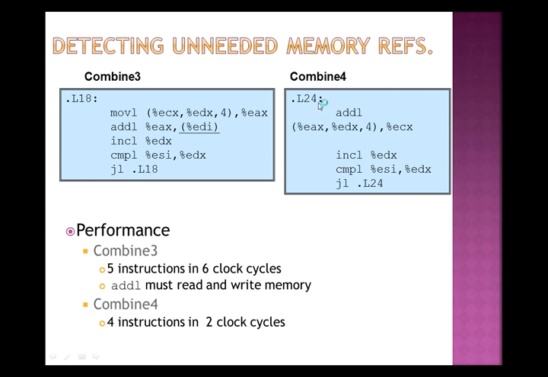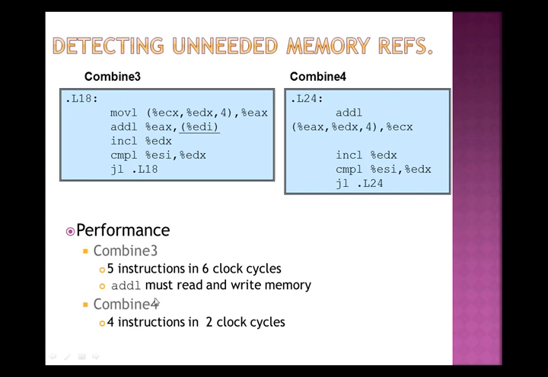In the same way, the next line, L24, uses the addition operation, addl, on the registers used for ECX. Then increment the value, compare the value of ESI with EDX, then jump to line 14. Now let's see what the performance is.